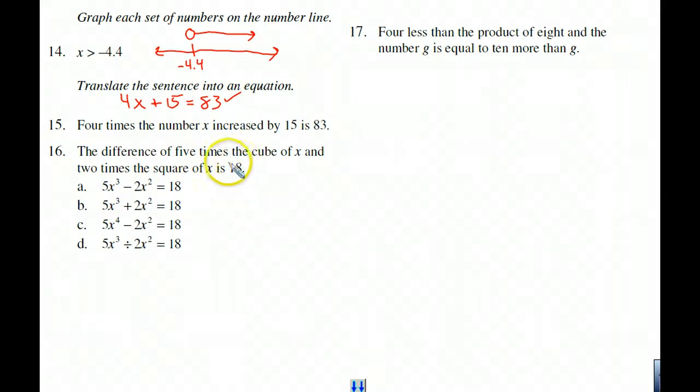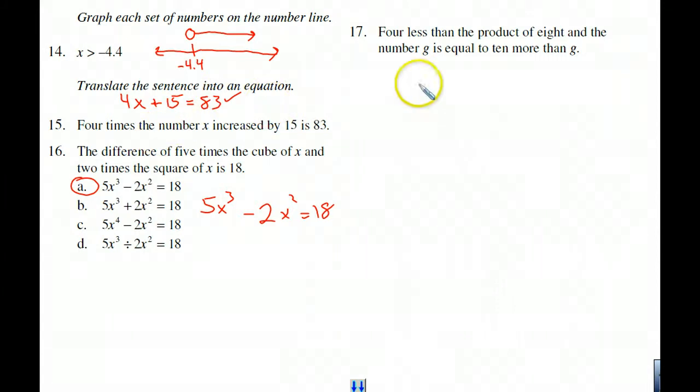Number 16. The difference of 5 times the cube of x and 2 times the square of x is 18. Alright, so the difference of, that's going to be subtraction. So 5 times a cube means to the third power, and 2 times square means the second power is 18. So that should be answer A. And number 17.